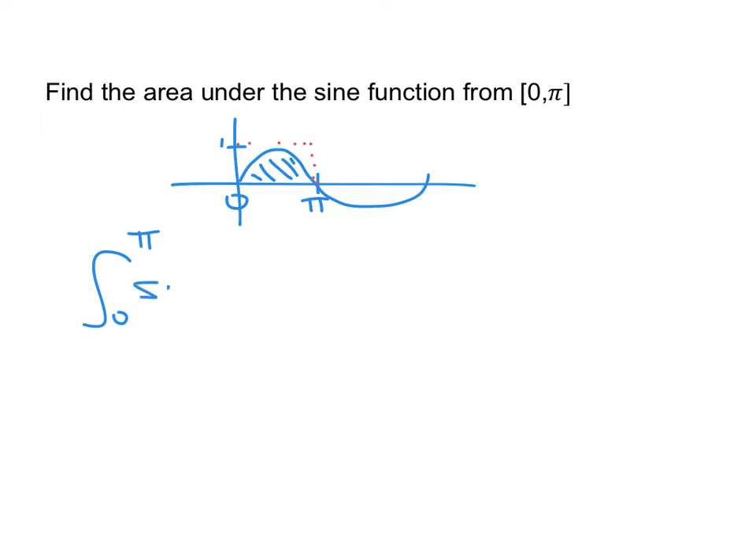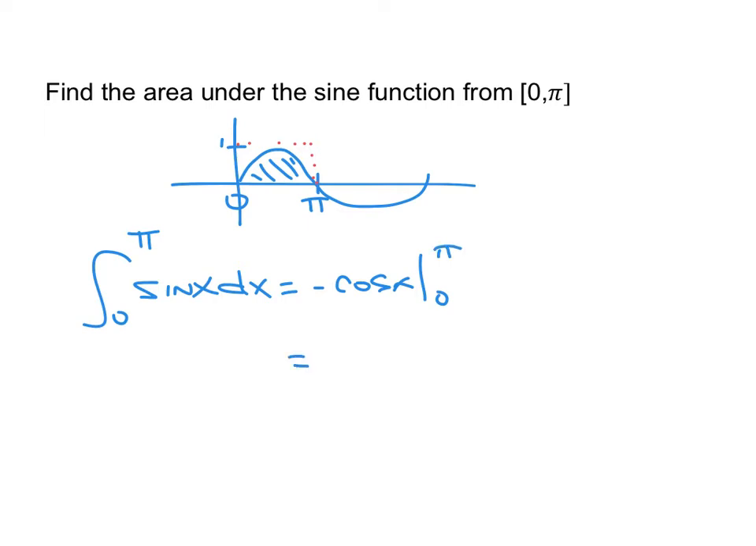All right, let's set up our definite integral. This notation is saying I'm about to find the area under the curve from 0 to pi. And again, we use antiderivatives. What's the antiderivative of sine? That's going to be negative cosine from 0 to pi.